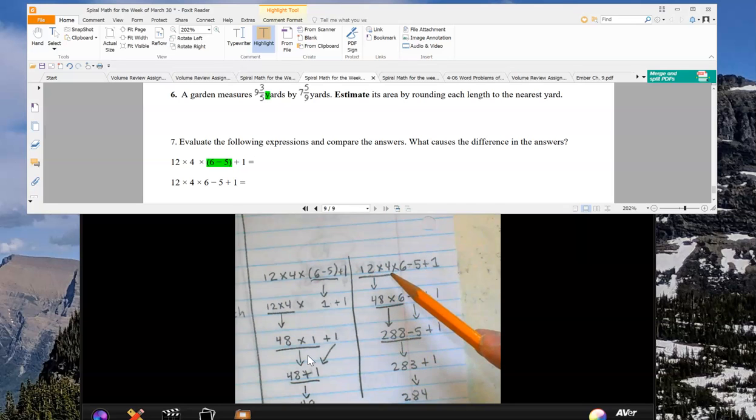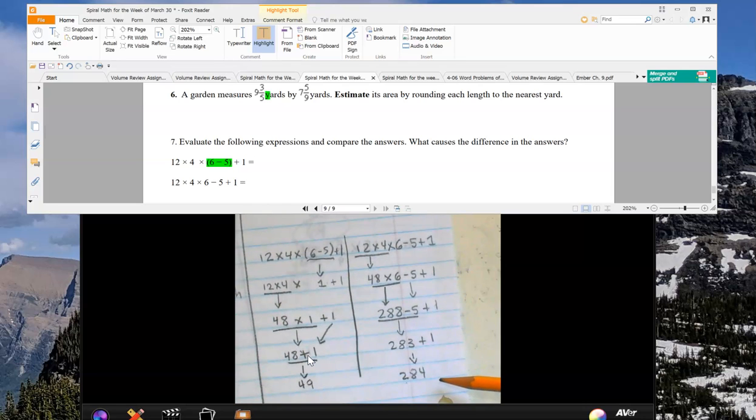12 times 4 equals 48 because that's the first multiplication I see going from left to right. Then I'm going to drop down the times 6, and that's the second multiplication I'm going to be doing because it's the first one I see when I go from left to right. I'm going to drop down minus 5. I'm going to drop down plus 1. I'm going to take that 48 times 6 and turn it into 288. Subtract the 5 right here. I'm going to be adding 1 right here. So I'm going to take 288 first because that's the first part I see from left to right. There's no more multiplication or dividing. Then I'm going to take 283, and I'm going to add 1 to it. And that's going to be getting me 284 as my answer for this one.